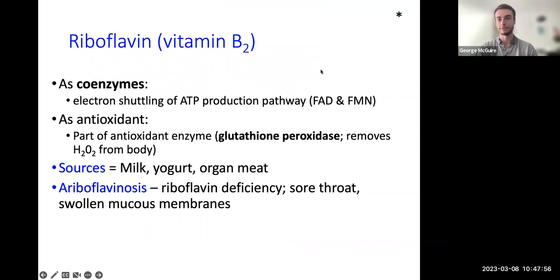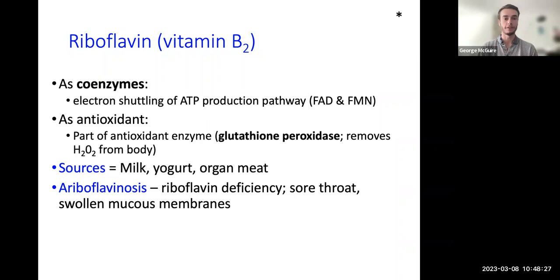So next is riboflavin, which, as I've pointed out a couple times now, is going to act as that electron carrier FAD. So it's a coenzyme specifically used in electron shuttling for that ATP production pathway. It also plays a role as an antioxidant, which we're going to talk a bit more about in the next slide deck, because it is a part of the glutathione peroxidase pathway, which is going to be removing H2O2 from the body, which is a result of managing those free radicals.